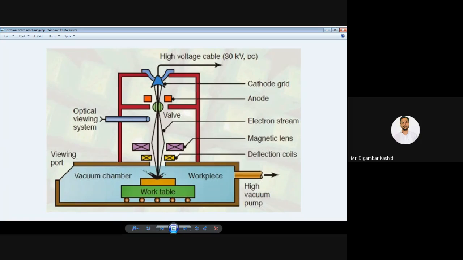In many books or in many PDFs, if you search on Google, you will get different diagrams, but all the elements are the same. If anyone asks about EBM equipment or its working principle, for the same diagram, the electron beam gun, you can draw this, no problem.